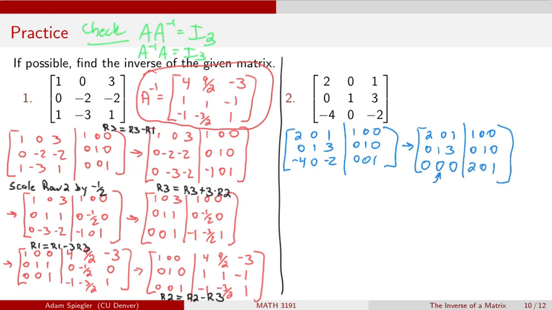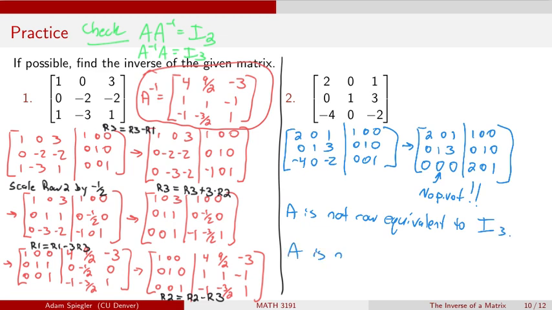So notice at this point, in this bottom row, there's going to be no pivot. So at most, we can see we have 2 pivots when matrix A is put in reduced row echelon form. So since matrix A, I'm calling this matrix that we started with A, is not row equivalent to the identity matrix, this tells us that A does not have an inverse. So this matrix A is not invertible.